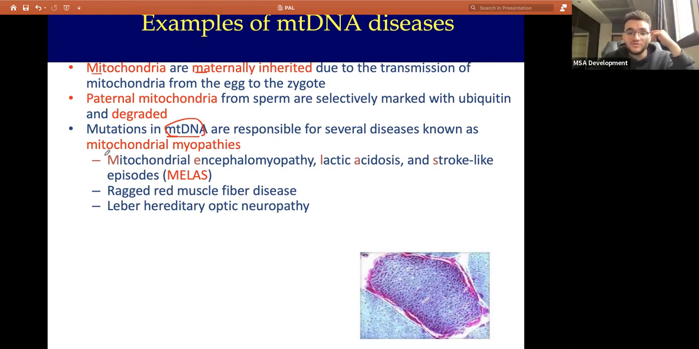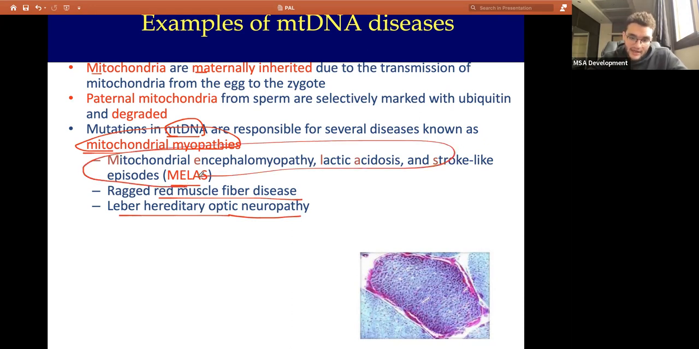as a result, it causes what we call the mitochondrial myopathies. We have three main ones, which is MELAS. I remember MELAS came up in one of our exams last year. So you have to know MELAS is one of the mitochondrial myopathies because of mutation in mitochondrial DNA. Obviously also red muscle fiber disease and Leber hereditary optic neuropathy. But the main one you have to know is MELAS. It is very important, and as I said, it did come up in our exam.